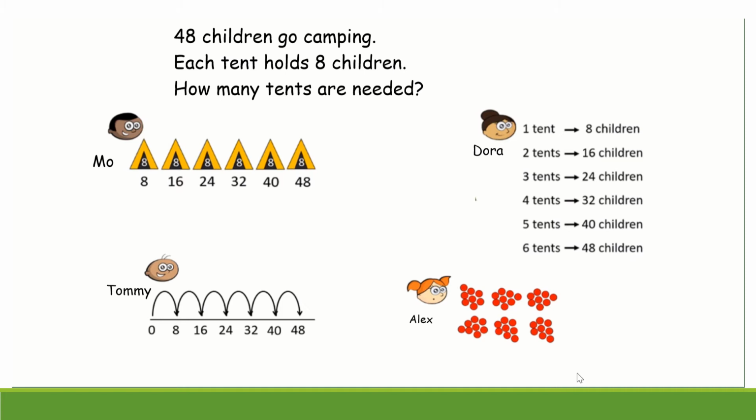So in all of these representations, the children are grouping 48 into groups of 8. Can we see? Each one is grouped into 8. So well done if you were able to think of any of those different ways to represent 48 children going camping.